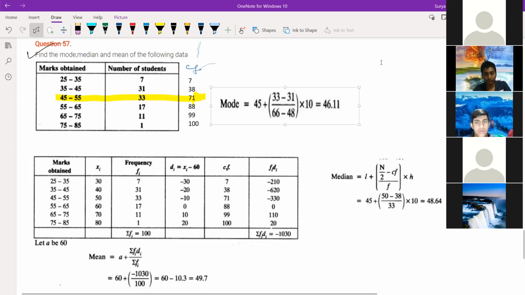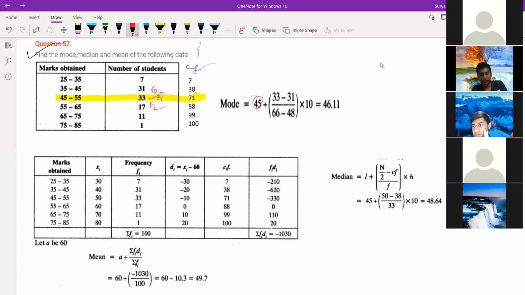See here, for mode, the number of repeating frequency is 33, right? This is the mode class, correct? So the lower limit is also 45 only. Again, this is your F1, the upper one is F0 and the lower one is F2, correct? Yes, sir. So see here, F1 that is 33 minus 31 divided by 66 minus 48. How does it come 66 minus 48? You just put the formula 2F1 minus F0 minus F2.